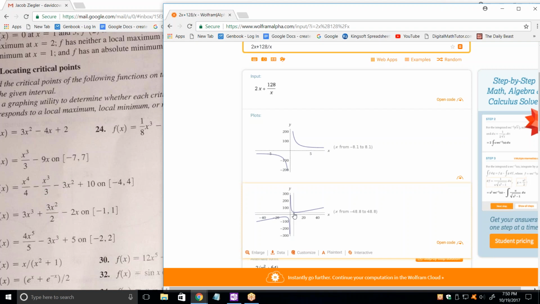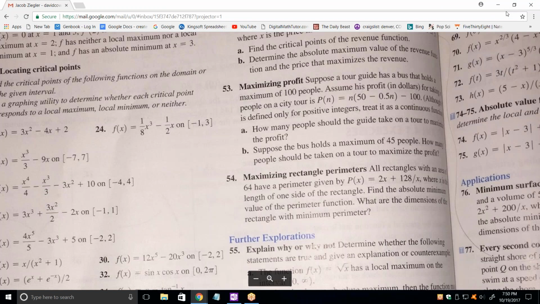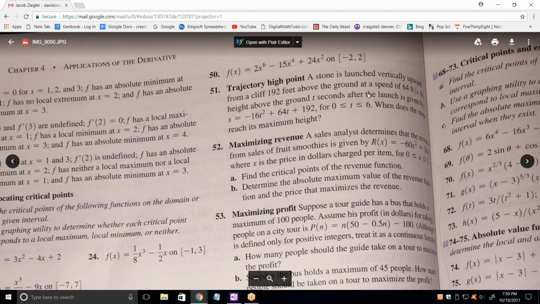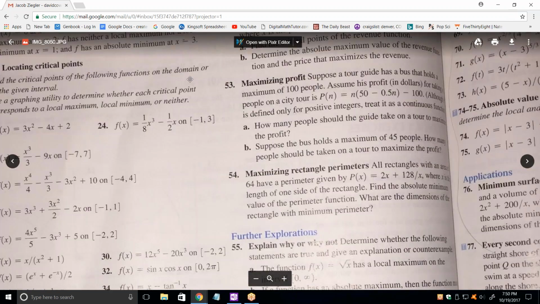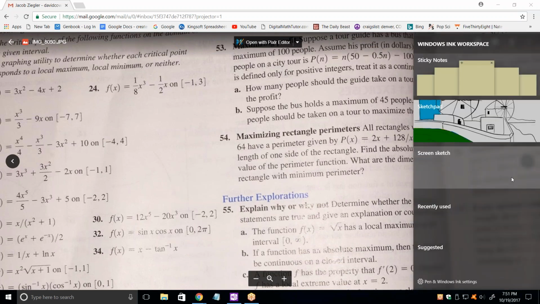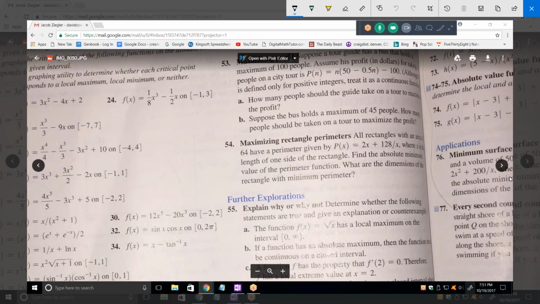So, we know the minimum perimeter comes when x equals 8. I keep making that mistake. You just hate it when you keep making the same mistake over and over and you don't learn from it. Okay, so I know something happens at plus or minus 8. And I know that the minimum perimeter occurs at plus 8. I also know the area is 64.